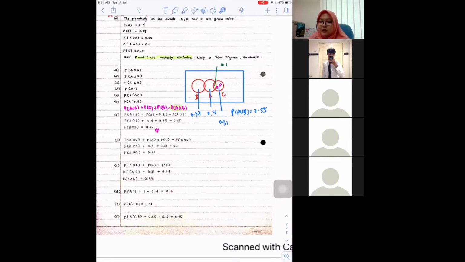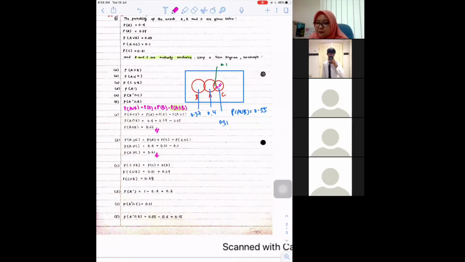The second question asks you for P(A union C). So just open up the formula: P(A) plus P(C) minus P(A intersect C). You have P(A), you also have P(C), you also have P(A intersect C). So just fill in everything. And lastly, just use the calculator, you should get the answer.